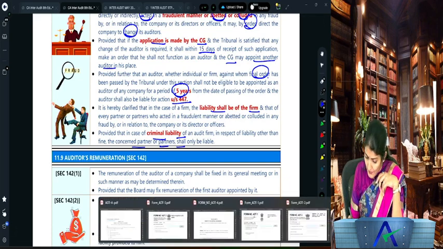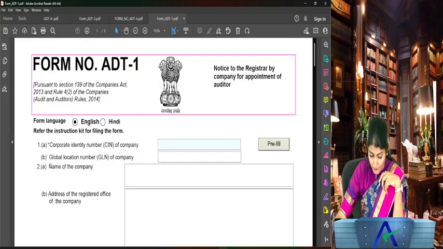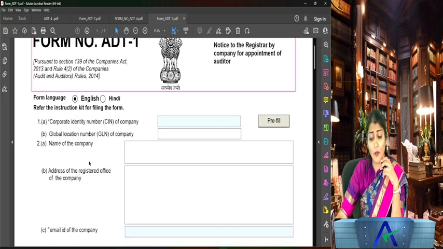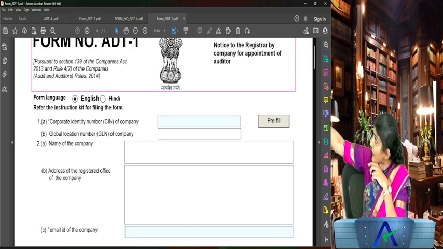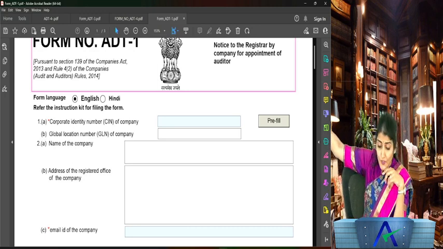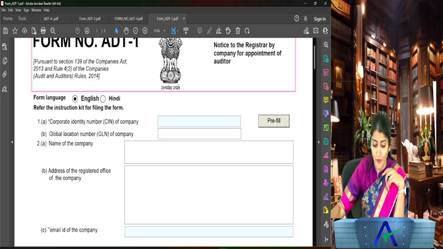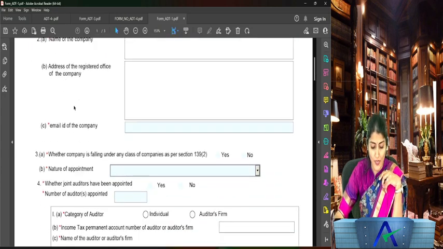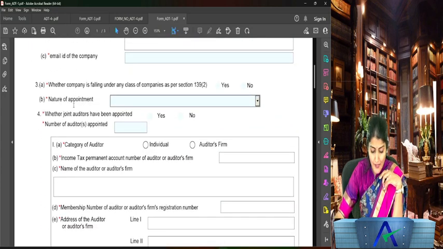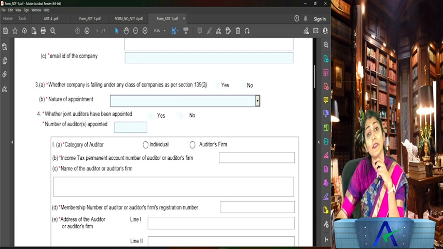Okay, right. So here we have the form ADT1. ADT1 is regarding what? Notice to the registrar by the company for the appointment of the auditor. Are you seeing it on the right hand side over there? So the corporate identity number, the global location number, name of the company, registered office, email address, whether the company is falling under any of the class of company as per 139(2).